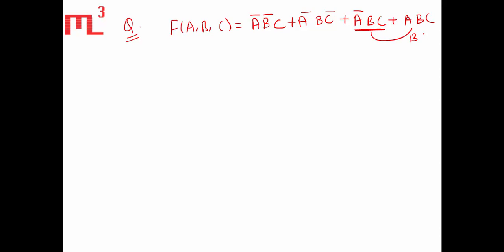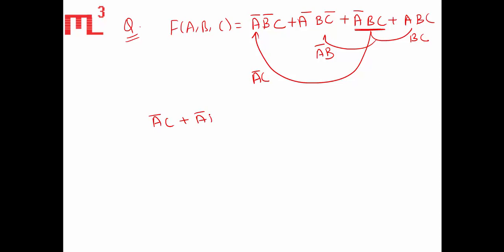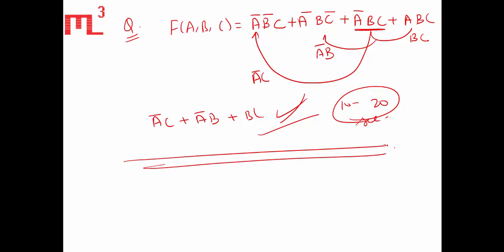We have f, a function of a b c, given as a bar b bar c plus a bar b c bar plus a bar b c plus a b c. See this term. This term has bc common with this. This term has a bar b common with this, and this term has a bar c common with this. Hence we get the answer, a bar c plus a bar b plus bc. Done. I think 10 to 20 seconds at the most, and you are done with the answer. This is the way to solve this question.